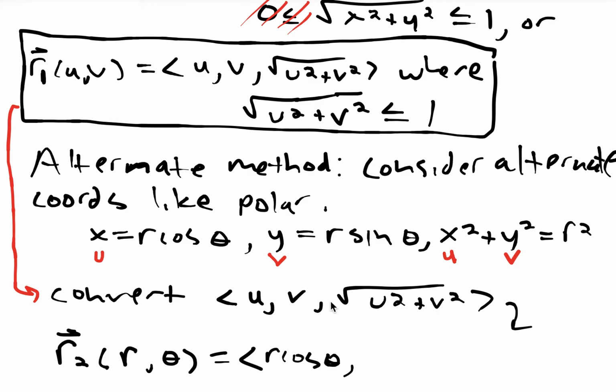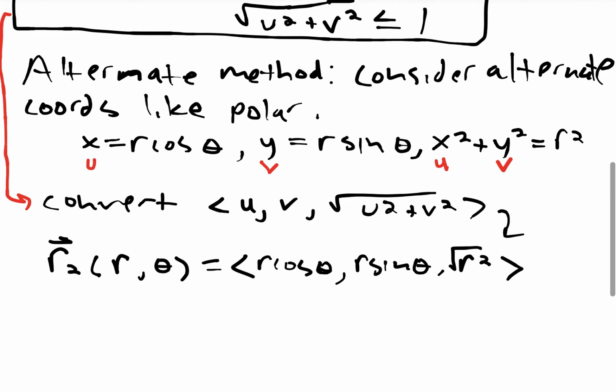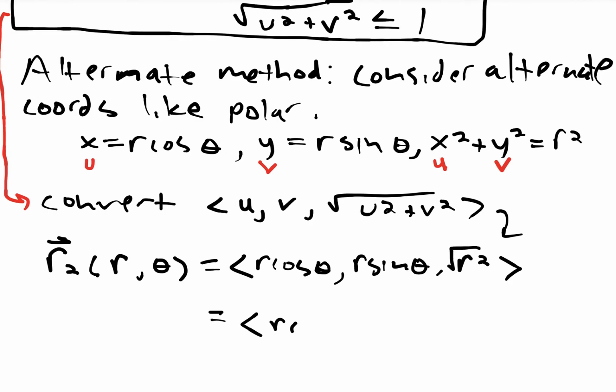If I wanted to get rid of my v, this second bit suggests that v could be replaced with r sine theta. And over here, this x squared plus y squared, or u squared plus v squared, suggests that this thing on the end could be replaced by the square root of r squared. We could just simplify that here. We had the restriction that our z component had to be between 0 and 1, so I'm not worried about getting any weird negatives back. Here I'm just going to stick with my r.